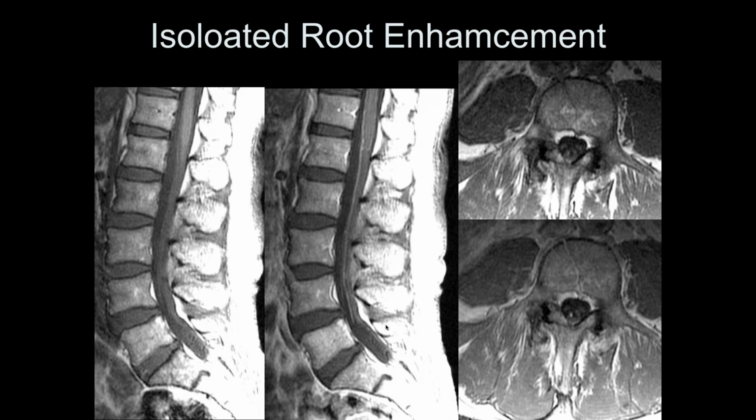So isolated root enhancement. This is post-contrast, and we can actually see enhancement of the root here. Right. So what does that represent? There are multiple differentials. You can have infection, inflammation, post-op. But infection usually involves more than just the root.